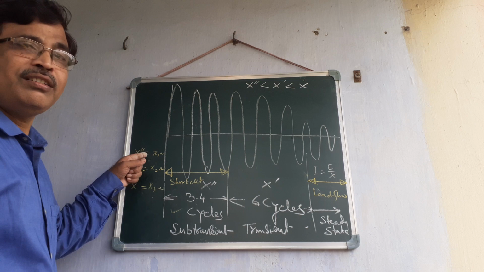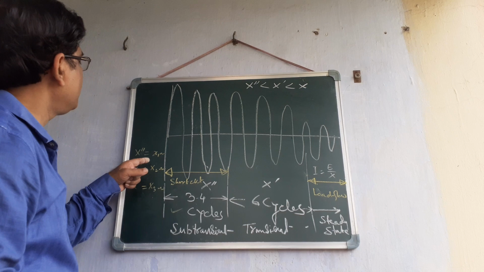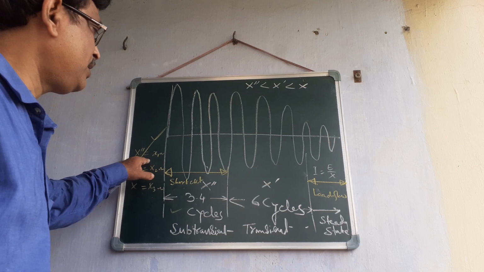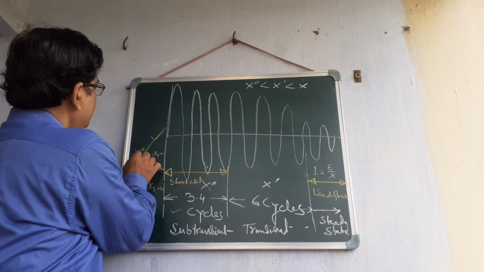So X3 will be greater than X1, X3 greater than X2, and X2 greater than X1. For our short circuit study, we will consider this X, because this is the subtransient reactance. Okay? So this is one thing to keep in mind.